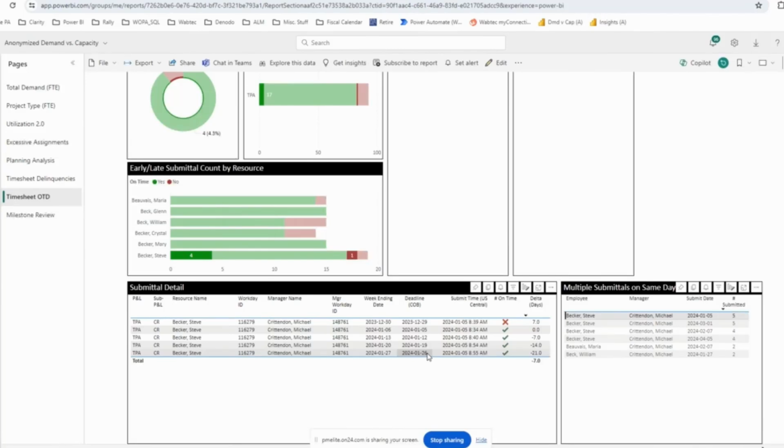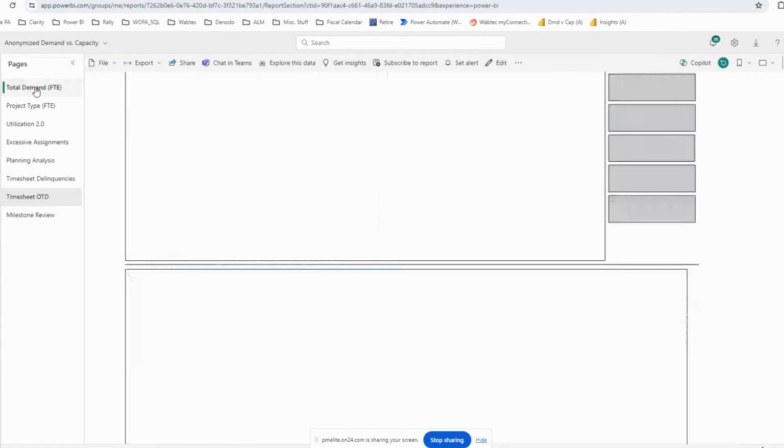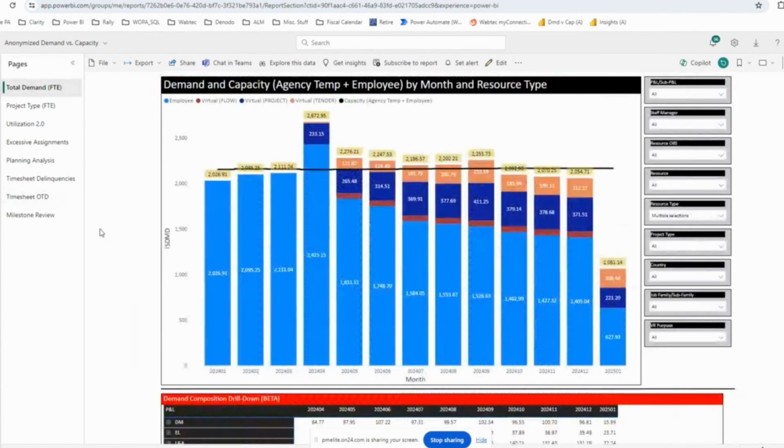You've found the really bad stuff, you've hopefully helped to level out some of the not so bad stuff, and you've gone and identified your bad actors, so hopefully they won't be bad in the future. So once you've done all that, what does the overall future look like for you? Well, that's where this page shows us our total planned demand and our total capacity.